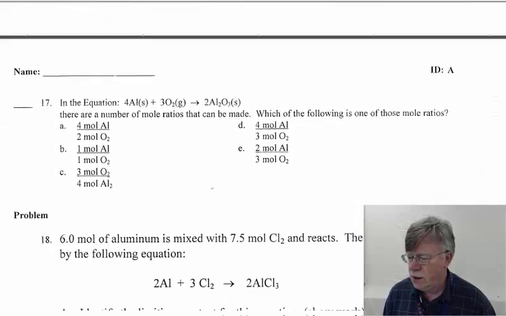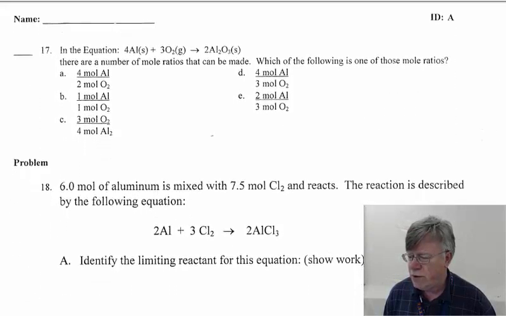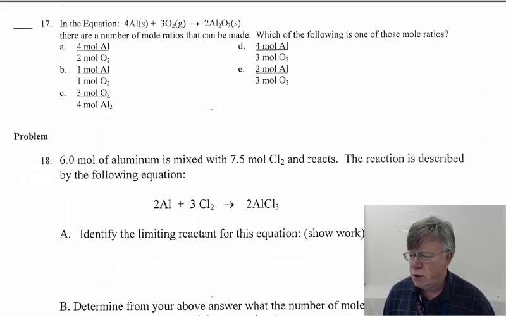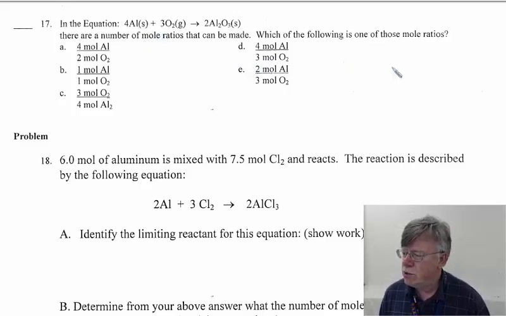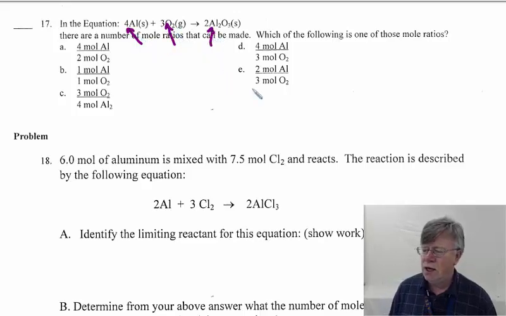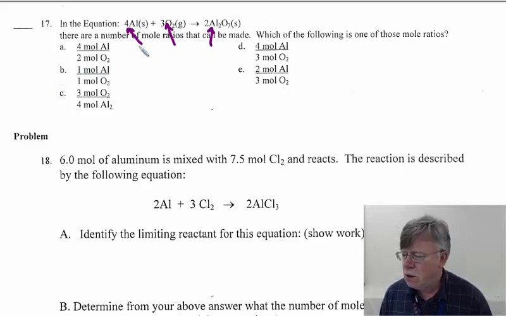Okay, and then the final answer, and then we have this free response question. So let's take a look at this one. Here we have which of these mole ratios would work. So notice in the answer, 4 has to go with aluminum, and 3 has to go with oxygen, and 2 has to go with that. Any other variant will not be right.